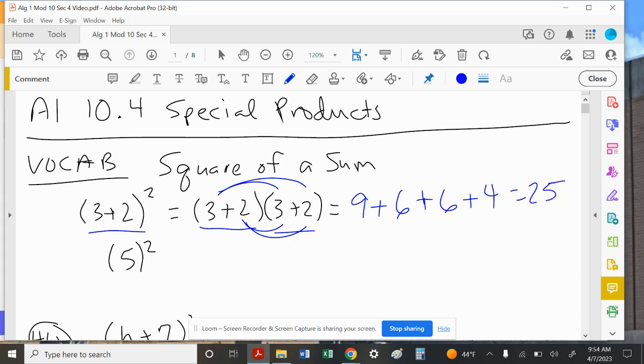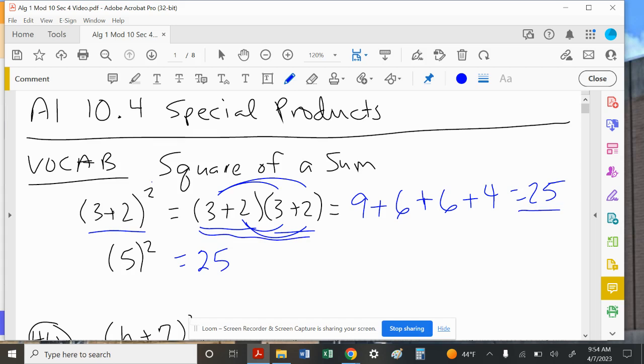Now notice that if I do PEMDAS instead, I do 3 plus 2, which is 5. Then I square 5. That also equals 25. So that tells me that the way that I'm doing this with the FOIL method is correct. Just so that you can kind of see that. Now, let me show you something else.